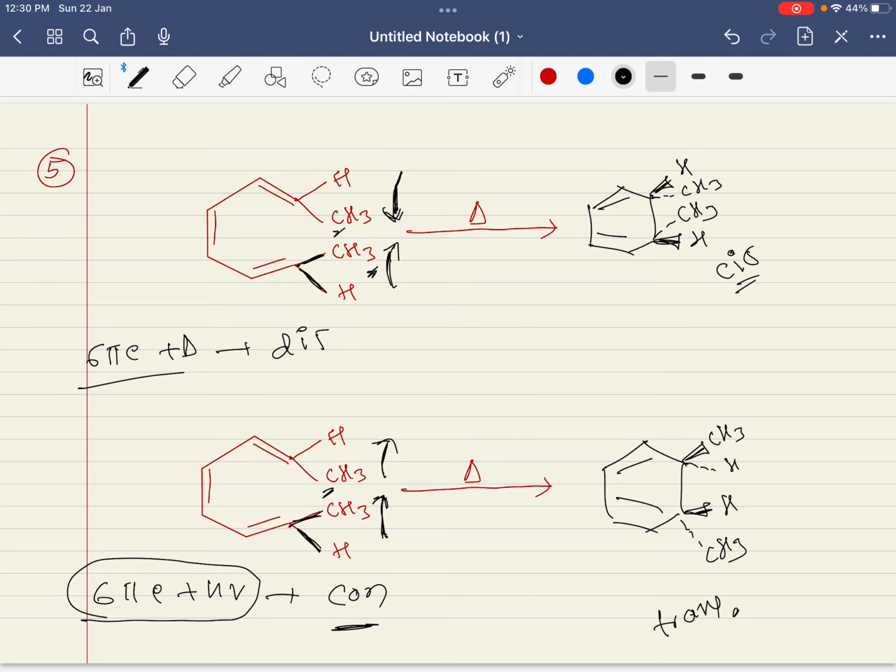trans product. So these are about the ring opening reactions. Sorry, these are ring closing reactions. In my next video, we will see the ring opening reactions.